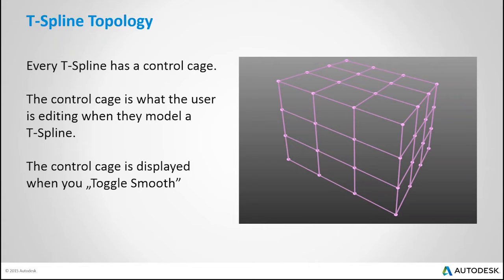Basically, the technology behind it is that every T-spline has a control cage. The control cage is what the user is editing when they model a T-spline. A nice way of seeing this is you can toggle between smooth, or you can toggle it back and you see a very rigid shape. Now I'm going to be doing an example to go through this in Inventor Live, and we're going to be toggling back and forth. Sometimes it's easier to work seeing the cage, or it's easier to see it when it's smooth. So you can go back and forth and work in a nice way just to visually see what you're doing.